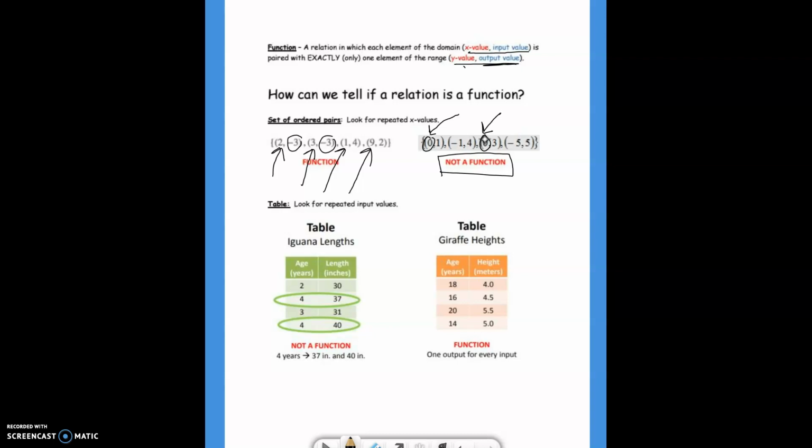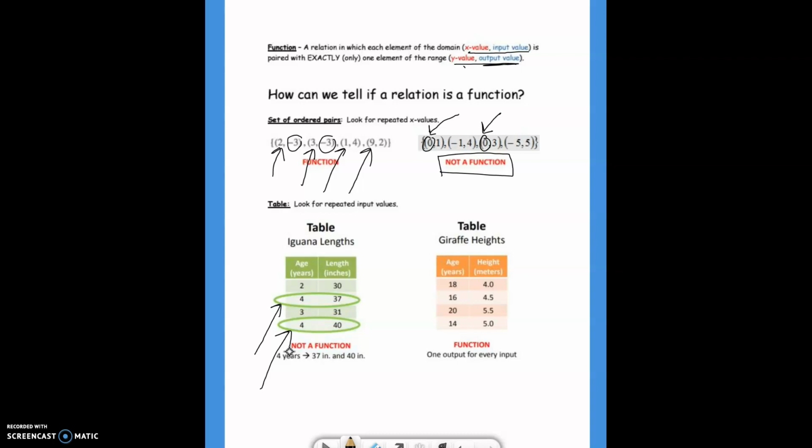Again, we could look at a table. If you look at this table here, iguana lengths, we don't have a function because 4, the input, has two different outputs. This iguana at age 4 has 37 inches, and we have another iguana that's 4 years old that has 40 inches. So that would not be a function.